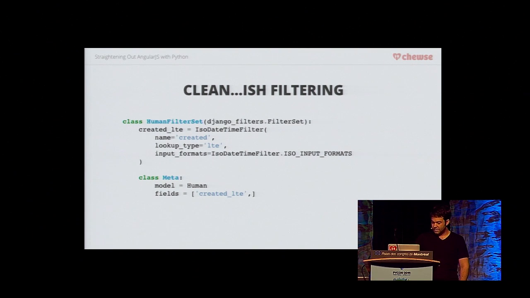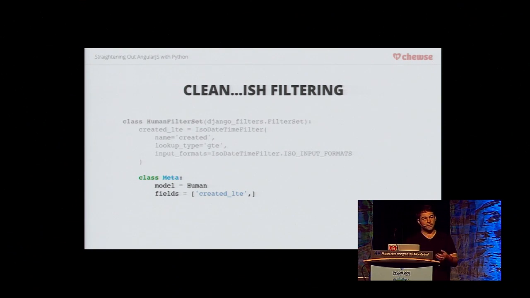Well, so you start by writing a filter set with this other library called Django filters. You subclass the filter set. You create the filter that you want. In this case, we're doing less than or equal to the created date. The name equals created relates to the underlying model. Which field on that model do you want to filter by? The lookup type, less than or equal to, and the input formats you specify. And then you tell it which model you're talking about and which fields you're allowed to filter by.